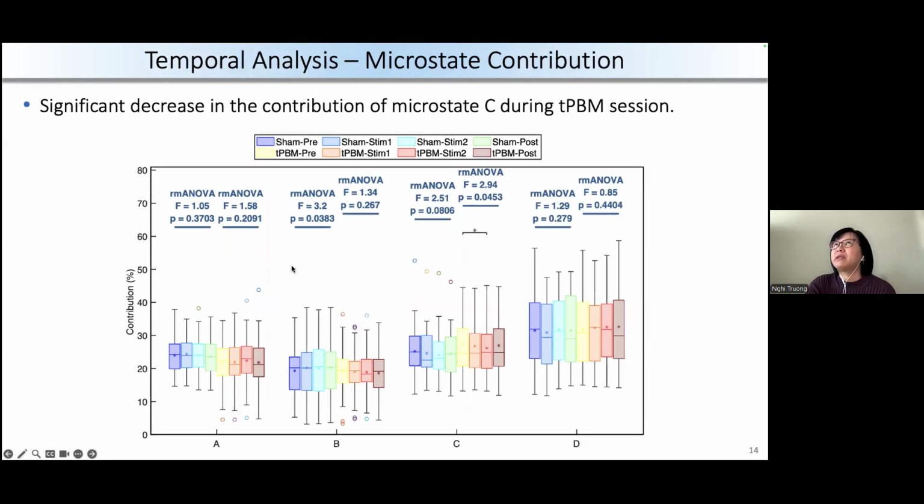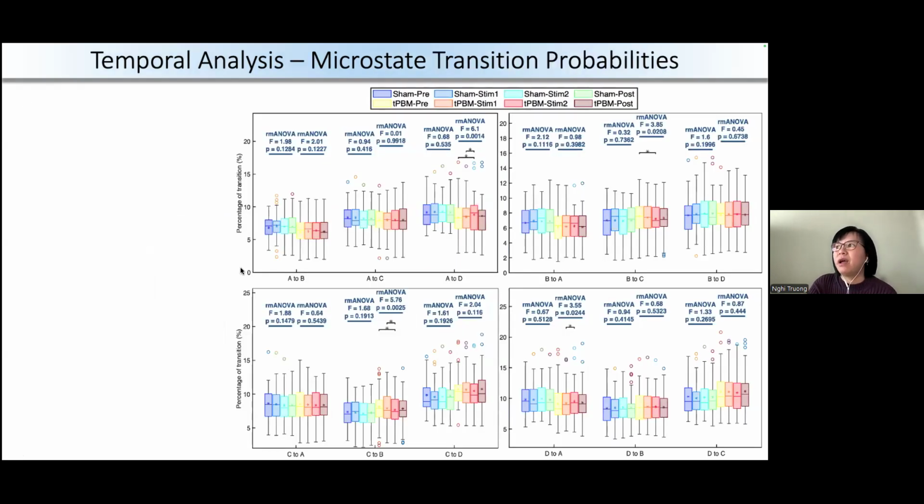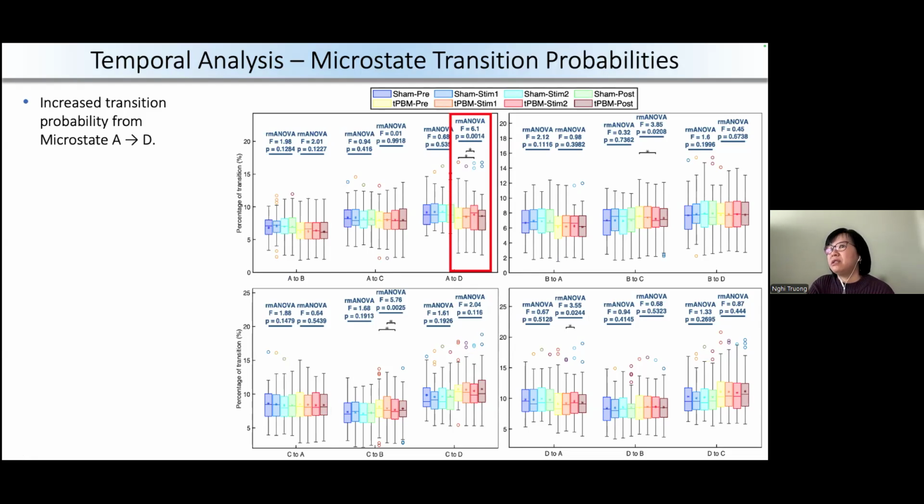Another parameter of the temporal analysis of EEG microstates is the contribution. This figure shows the variation of the contribution across the four microstates and four experiment periods, under the two sessions, sham and tPBM. Statistical analysis shows a significant increase in the contribution of microstates during the tPBM session. We also assessed the transition probability among the four microstate classes, and we found an increased transition probability from microstate A to D and from microstate D to A.